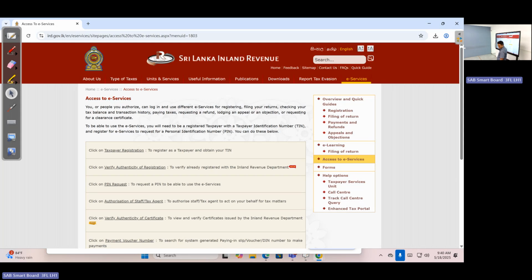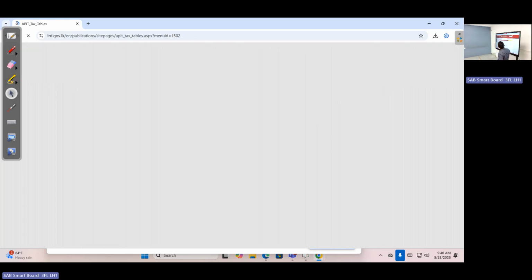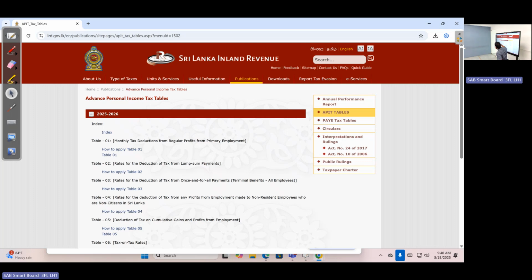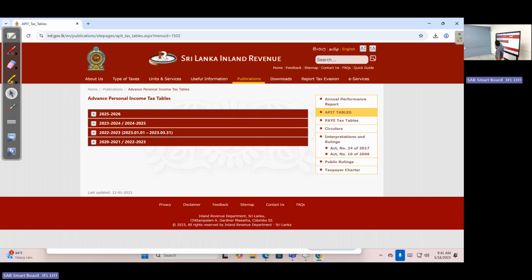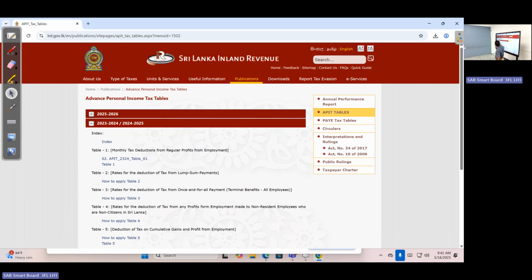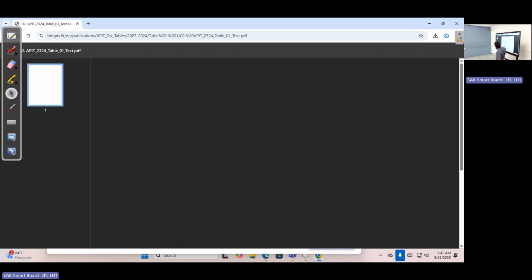The department website is the platform, the Revenue Administration Management Information System. You can download the APIT publication. So how to apply this?